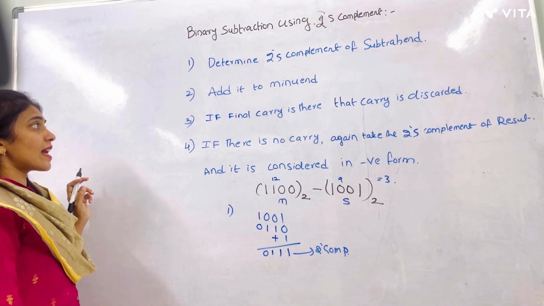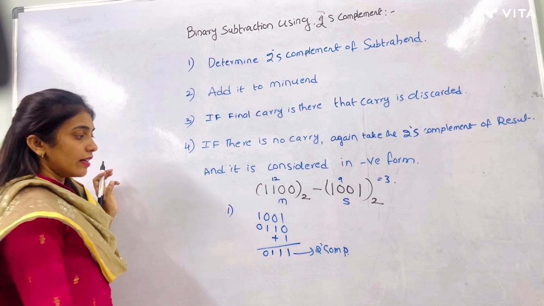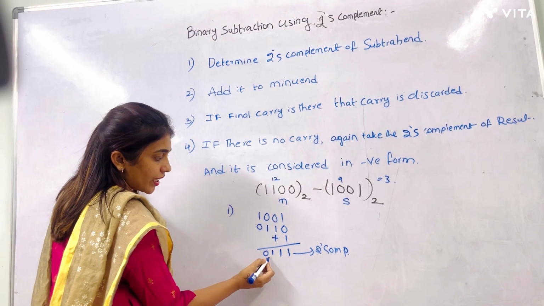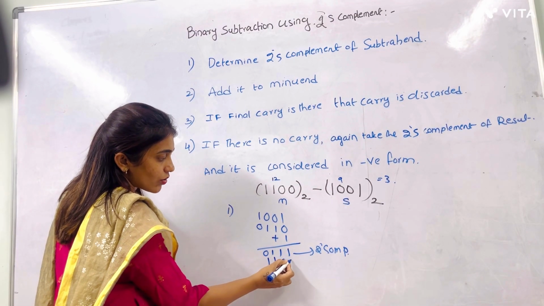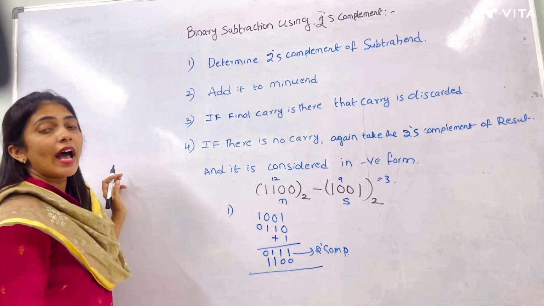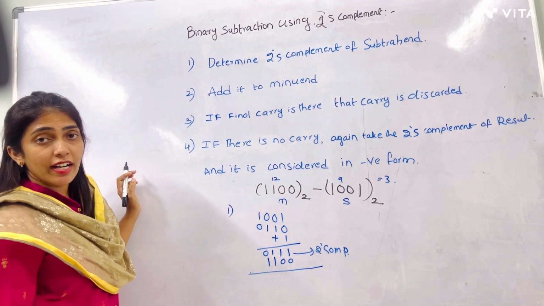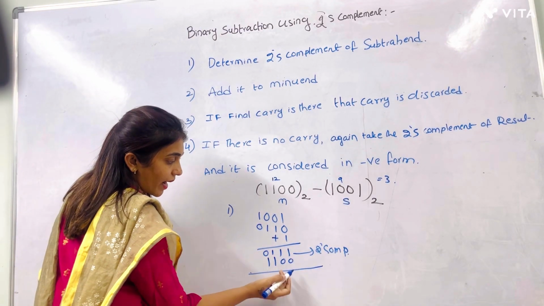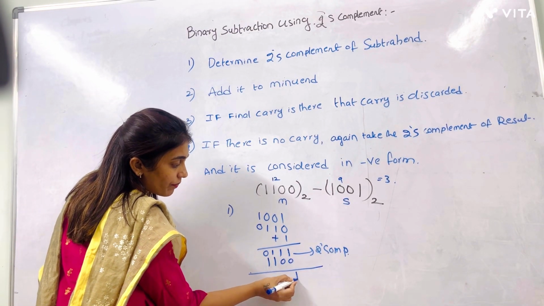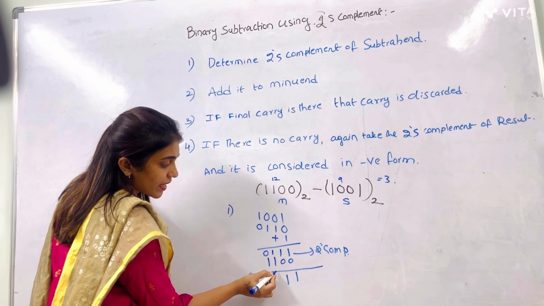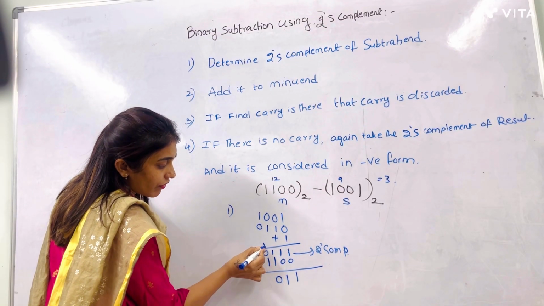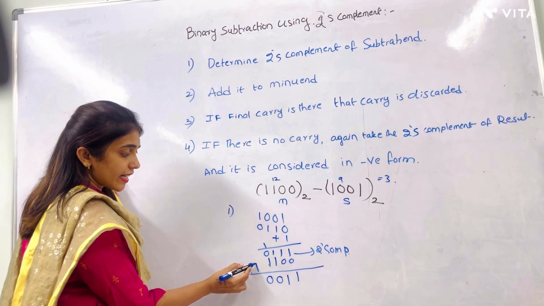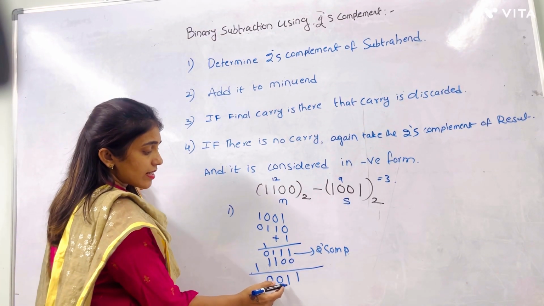Then go to second step, add it to minuend. Whatever answer is there, that answer should be added to minuend. So here minuend is 1100. Then do the addition. What type of addition here? Binary addition. 1 plus 0, 1. 1 plus 0, 1. 1 plus 1, 0 carry 1. 1 plus 1, 0 carry 1. Final carry is 1. Answer is 0, 0, 1, 1.